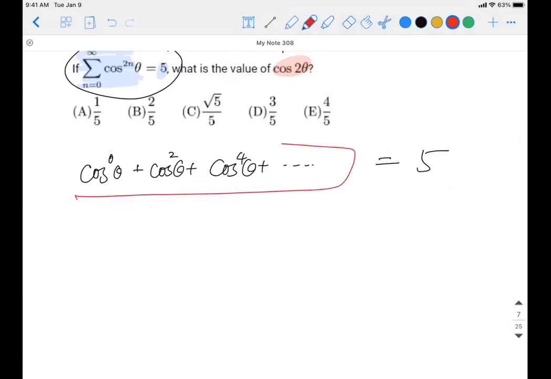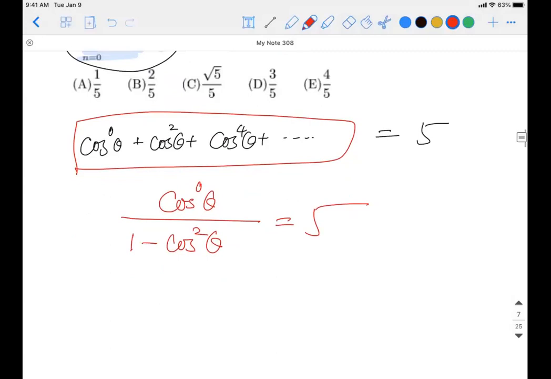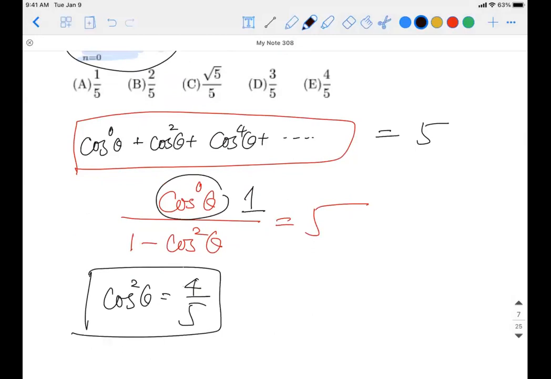Check it out. This is exactly an infinite geometric sequence. You want to basically calculate a sum. So that is going to be cosine 0 theta over 1 minus q, right? That one equals 5. So easy, huh? So cosine theta equals what? This is 1. So that being said, cosine square theta equals 4 over 5, right?